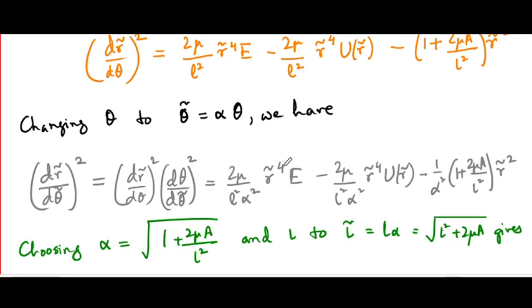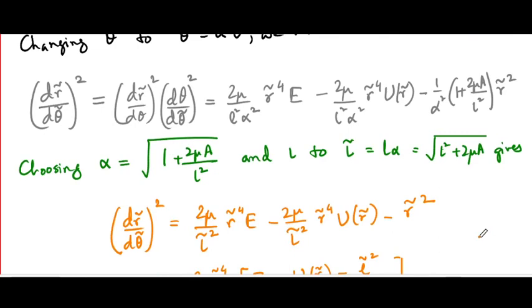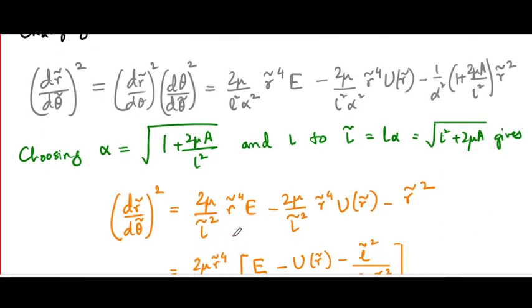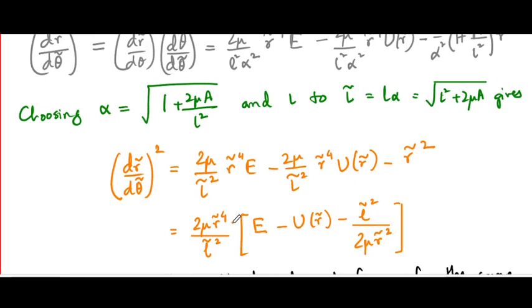Of course, the constant here and the one in front here also changes, but that can be easily modified by changing L to L tilde, where L tilde is given by L times alpha, that is square root of L square plus 2 mu a. And this gives us an equation which is exactly the same as the equation that we had for dr d theta, except that L has changed to L tilde, and of course r has been changed to this new function r tilde, and theta is now this new angular coordinate, theta tilde.